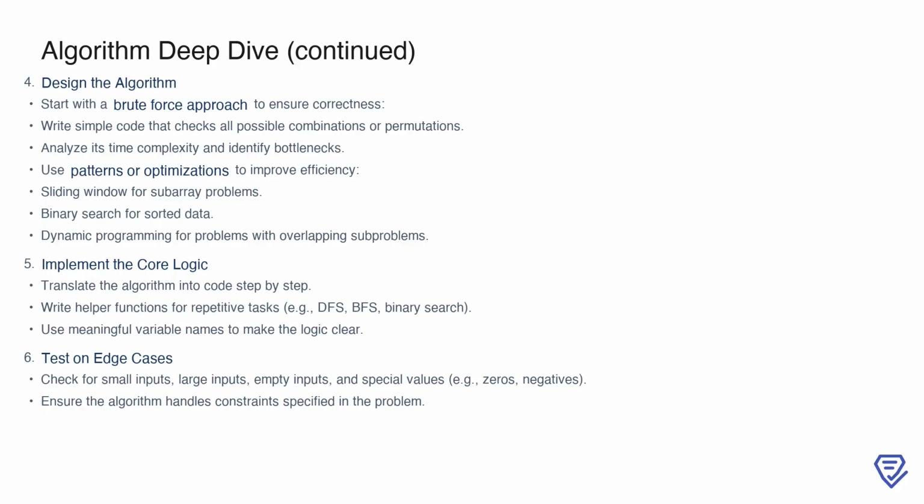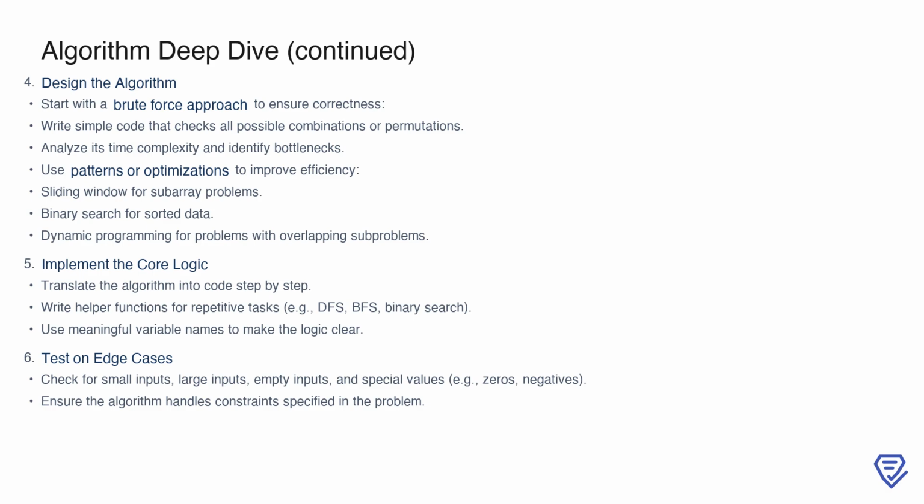For instance, sliding window techniques are invaluable for subarray problems, binary search is perfect for sorted data, and dynamic programming works well for challenges involving overlapping subproblems. After designing the approach, it's time to implement the core logic step by step. Break the algorithm into smaller components and write helper functions to handle repetitive tasks, such as depth-first search or binary search. Clear and meaningful variable names make the code readable and maintainable.